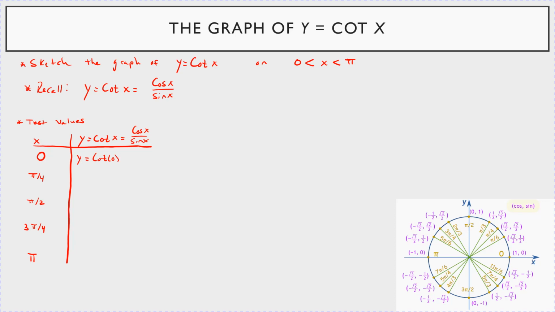Let's see what cotangent of 0 is. What is cosine of 0? That's 1. What is sine of 0? I'm plugging it in here, so this is cosine of 0 divided by sine of 0. That's 1 divided by 0, so you're getting a divide by 0. You can't have a divide by 0, so that means cotangent is undefined here. When we have this 1 divided by 0, it means you're running up against a vertical asymptote. Just like the tangent graph, this cotangent graph has vertical asymptotes.